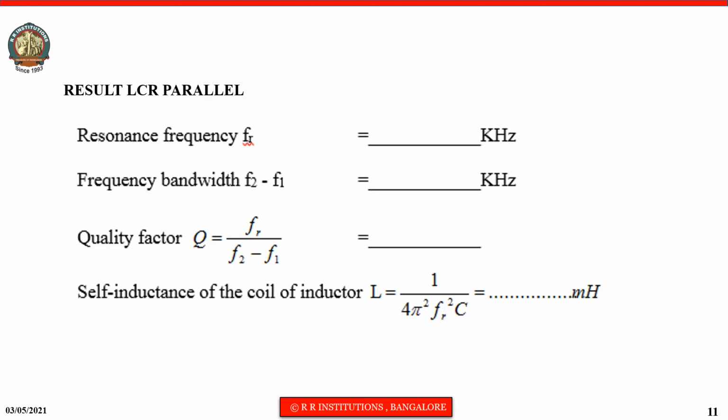Let us list the result obtained from the LCR parallel circuit. The resonance frequency obtained is 5 kilohertz. Bandwidth is 0.5 kilohertz. Quality factor is 10, and inductance value obtained is 10 millihenry.